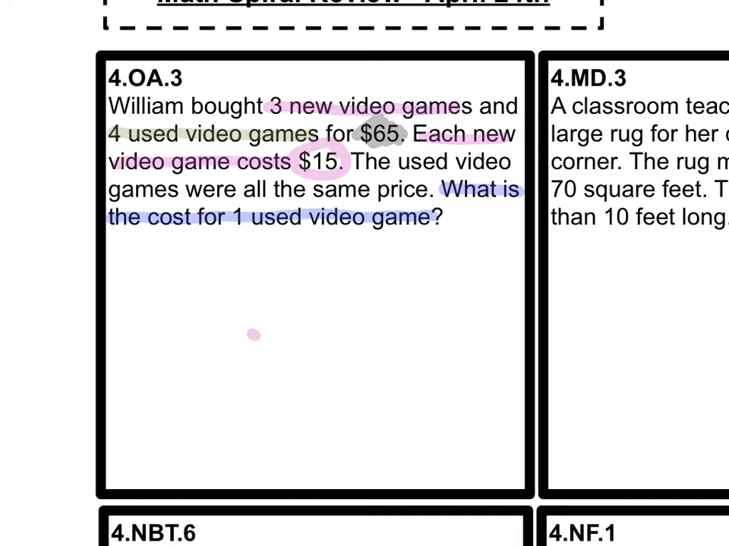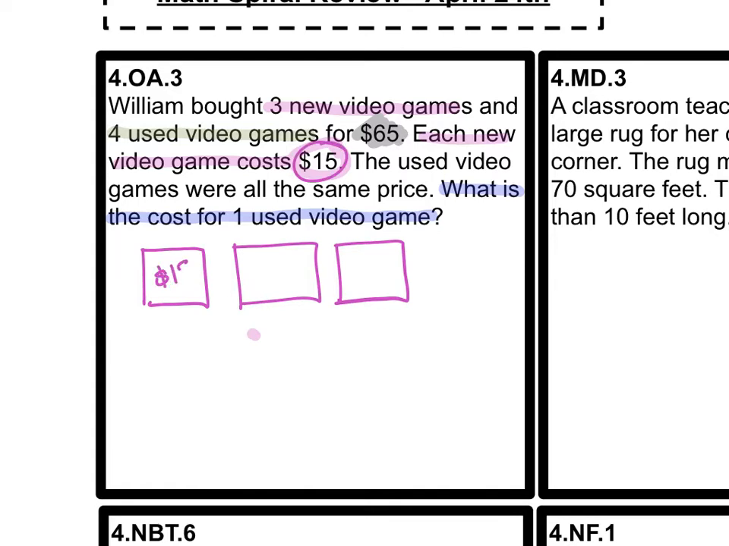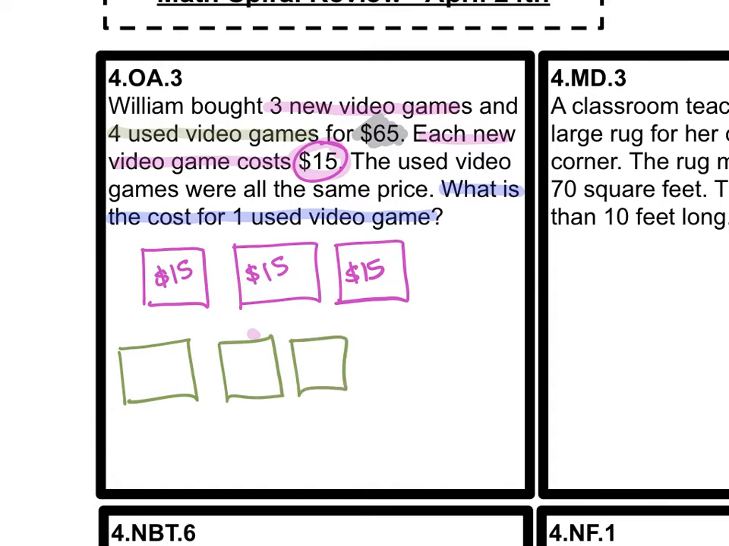I'm going to start by drawing a picture. So he bought 3 new video games. I'm going to draw 3 squares to show those are the 3 new ones. And each of the 3 new video games costs $15, so I'm going to write $15 in each one. What I need to figure out is how much the used video games cost, and there were 4 of those. So I'm just going to draw 4 blank squares, but I'm not going to put anything in them yet because I am not sure of those answers.